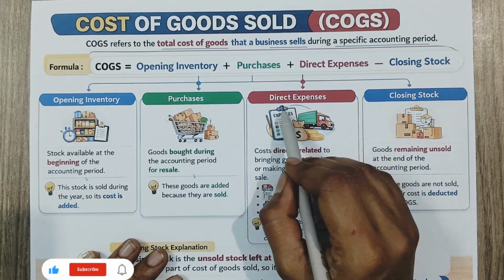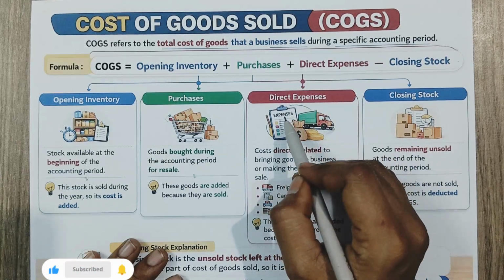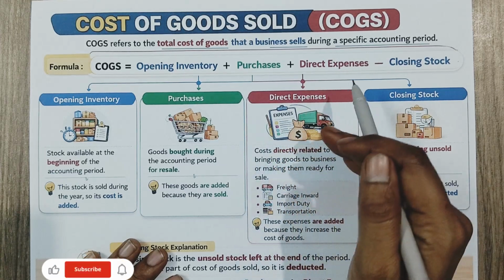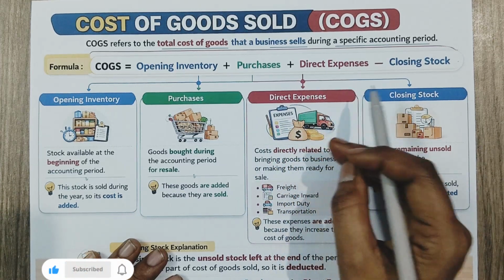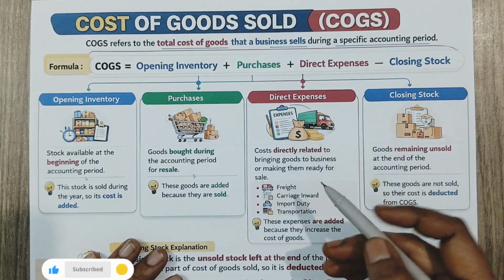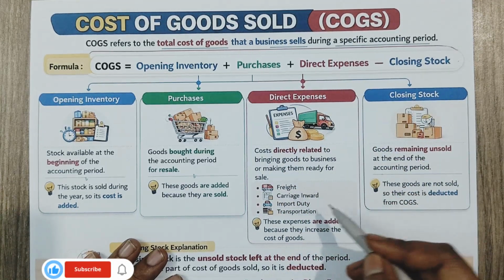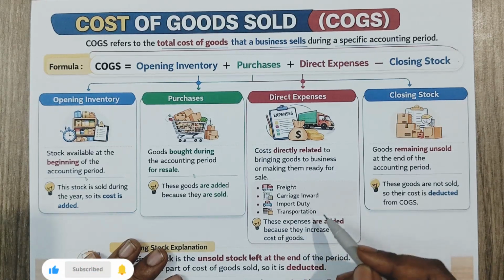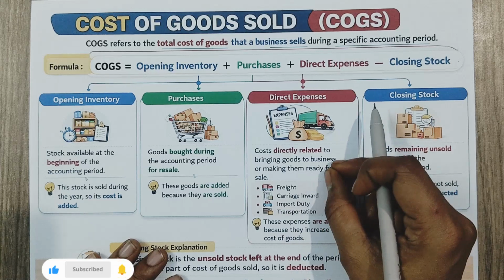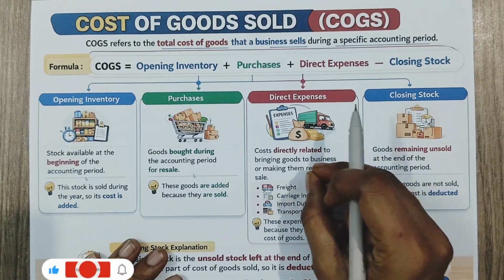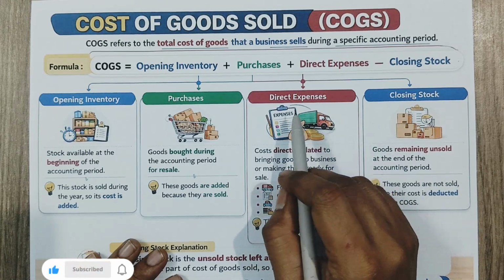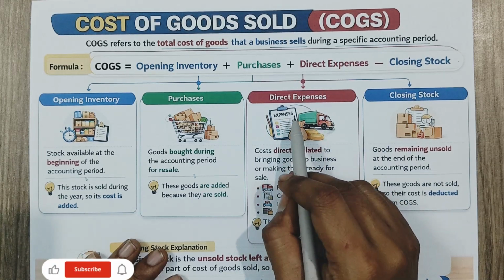Direct expenses. Here, expenses means the expenses whatever you have incurred for the conversion of raw material into finished product and bringing the goods to the business. The examples of direct expenses are freight, carriage inward, import duty, transportation. So these expenses increase the COGS, the cost of the goods. That is why the direct expenses will be added.